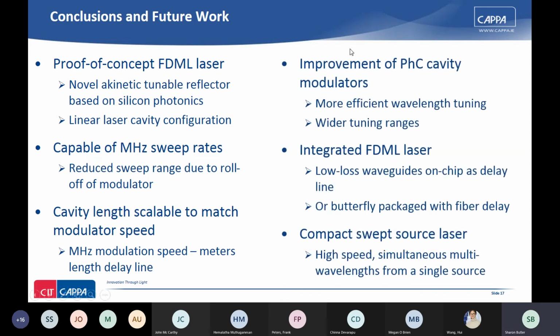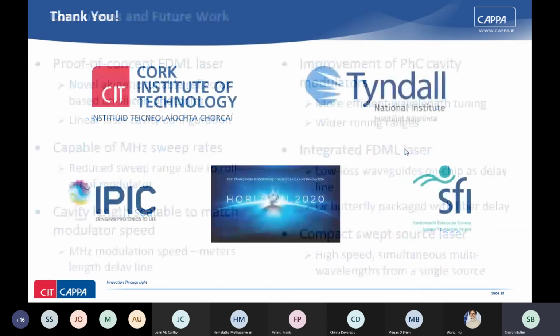In future work, we would improve those modulators to get a better frequency response, which means we'd get more efficient wavelength tuning and wider tuning ranges. It could lead to an integrated FDML laser, which could imply low loss waveguides on chip as the delay line, or alternatively a butterfly package with the fiber delay enclosed, which would ultimately lead to a compact swept source laser, capable of high speed and simultaneous multi-wavelengths from a single source.